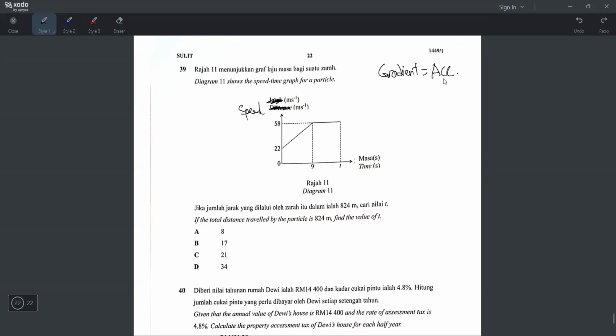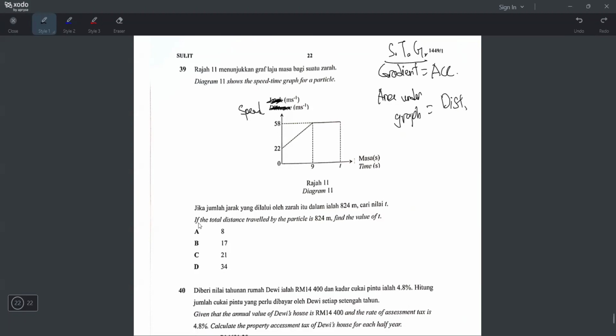Gradient to find acceleration, and then you can use area under graph to find distance. This one is a speed-time graph, and you have to know this. If you don't know this, you cannot do this question, right? Only speed-time graph can use gradient to find acceleration, area to find distance. If it's distance-time graph, then it's a different one.